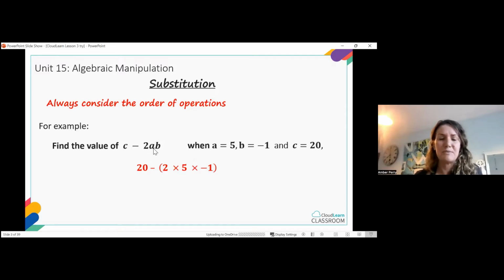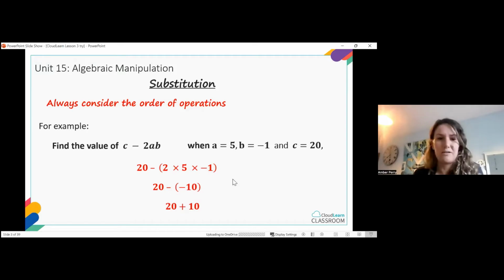The 2AB comes before that subtraction in BIDMAS, okay? So it's really important that we do that multiplication before we do the subtraction. By putting those brackets in, it just makes sure that you don't make any mistakes. So do those brackets first. We've got 2 multiplied by 5, that's 10. Times that all by -1, so that's -10. And then we can go ahead and solve that. And hopefully you remember that if we subtract a negative, it actually becomes a positive. So that's going to just be 20 plus 10.